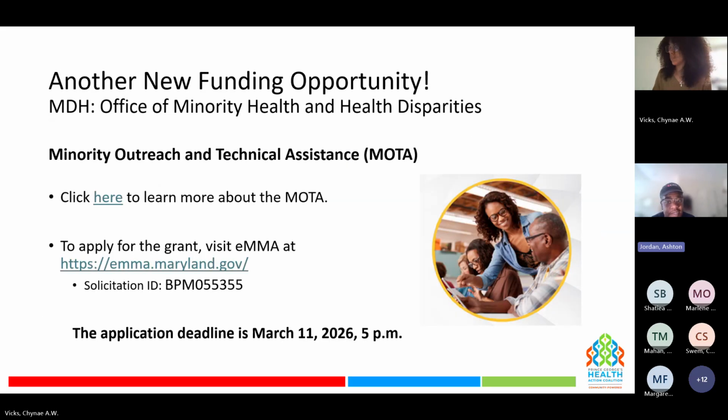And next up is going to be the Minority Outreach and Technical Assistance Program. That's going to focus on community-based health education and prevention through funding to organizations to support projects targeting chronic disease and critical health areas. Again, you can learn more about the program and funding opportunity at the links provided on the slide. Application deadline for both grants is going to be March 11th by 5 p.m.